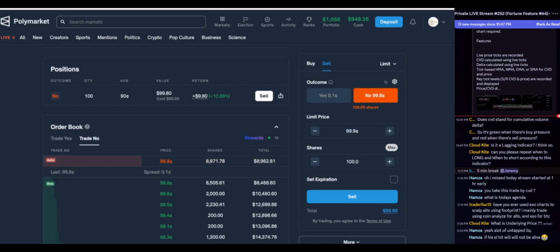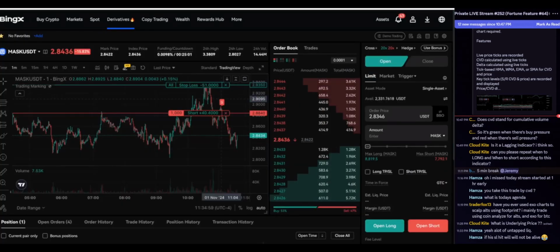99.9, because that means I'm just giving up 10 pennies, and I'm okay giving up 10 pennies of liquidity. So I think selling at 99.9 is not a mistake. Yeah. Because if some whale wants to buy everything at 99.9, that's great. If his SL hit, he will not be alive. Yeah, Hamza, that's dark. But yeah.